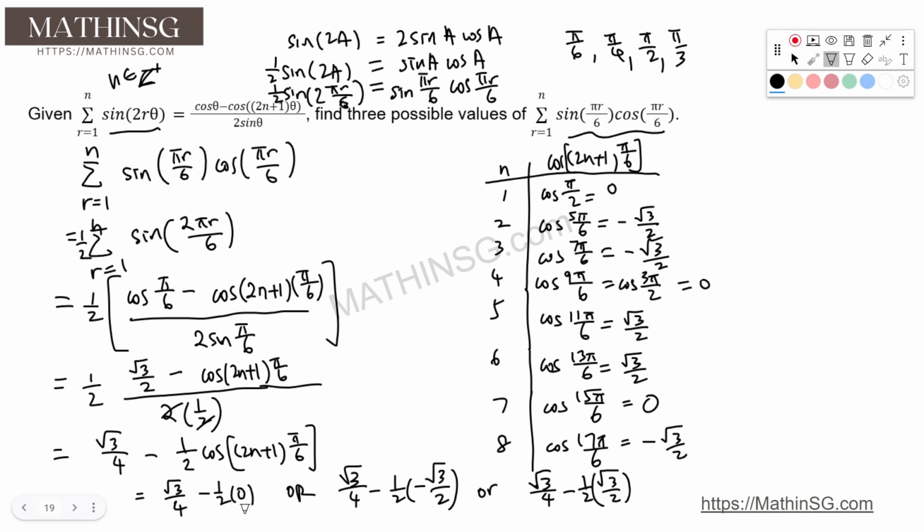So the three values are root 3 over 4, or this one here, root 3 over 4 plus root 3 over 2, or root 3 over 4 minus root 3 over 4, which is 0. So these are the three possible values: root 3 over 4, root 3 over 2, or 0.